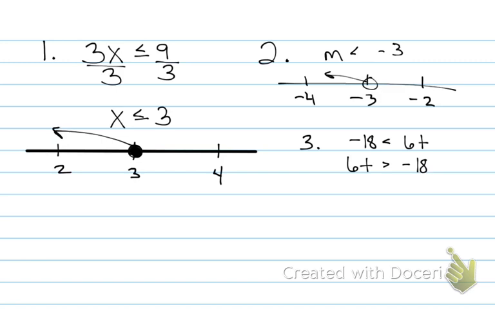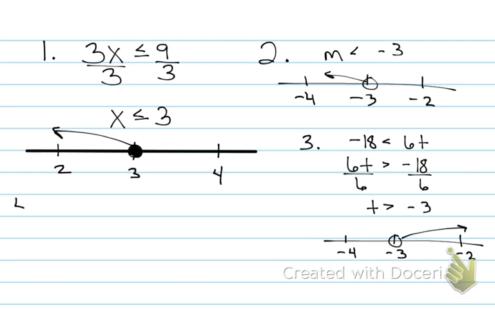All right, what do you do to both sides to solve? Divide by 6. T is greater than negative 3. Okay, and then you graph it. So open dot and arrow going to the right. All right, go ahead and do number 4.